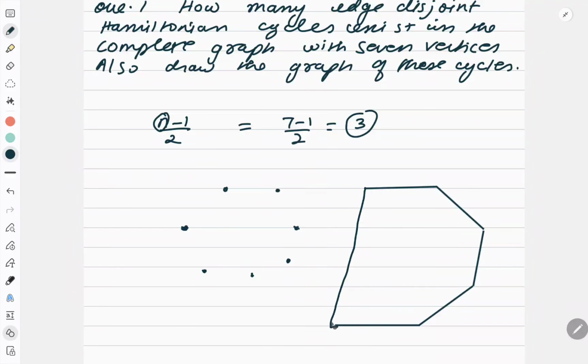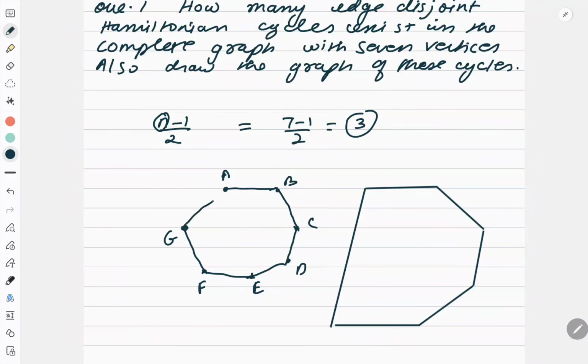So I will join this. Correct? So I have got this. Or let me remove this. Name it, I'll show it again: A, B, C, D, E, F and G. So the first cycle, as I said, I will make the boundary. Now when I want to make the second cycle, start from A, leave one vertex.